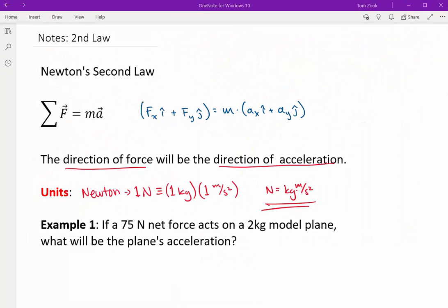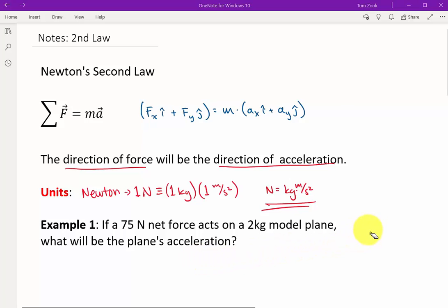So we know that as there's a greater pull on a system that wants to just be at rest, a big pull on it from the outside, you'll get a big acceleration. And if there's a small pull, you'll get a small acceleration. So this equation we are seeing from laboratory experience, but now we're going to take a look at it from the point of view of just working through it mathematically. So let's say that we have a 75 Newton net force that acts on a 2 kilogram model plane. What will be the plane's acceleration?